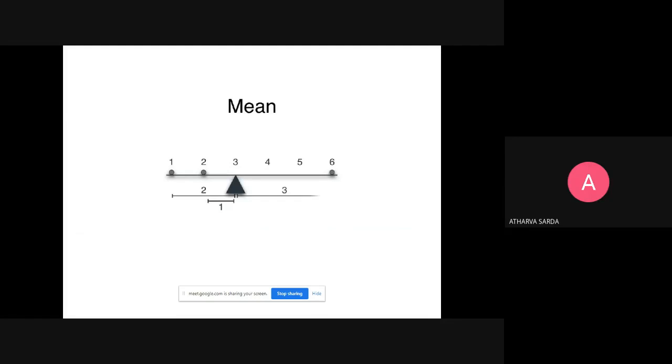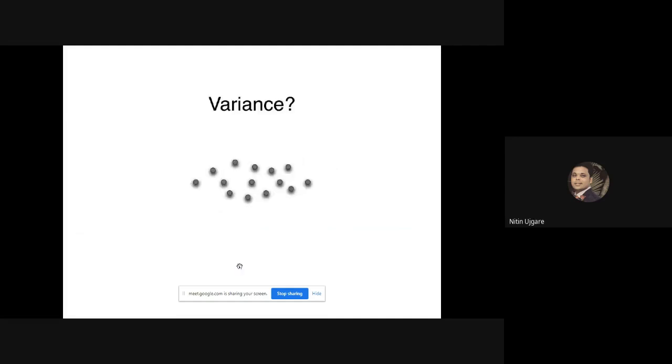3.5. Yes. 2 square, that is 4, plus 1 square, that is 1, plus 3 square, that is 9. So that is basically 14 divided by 5, right? So you can see that it comes to 1.5 something. So now we'll see one more concept here.